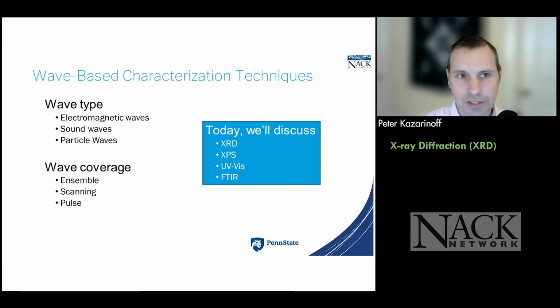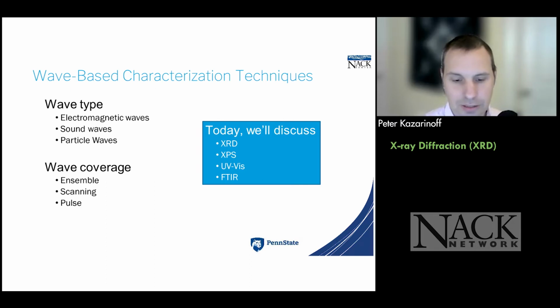A bunch of the characterization techniques that were on that Jamboard were wave-based characterization techniques. And you can divide wave-based characterization techniques into a bunch of different categories. A category that I've chosen here is based on the wave type. That could be an electromagnetic wave, like a light wave in DLS, or an X-ray in XRD. It could be a sound wave, like an ultrasound. Or you could consider particle type waves, that could be things like electron beam techniques.